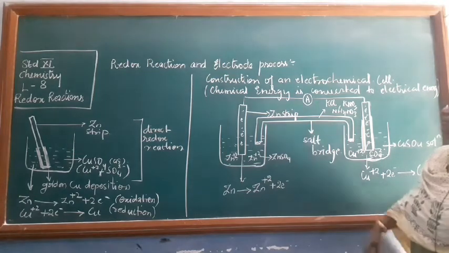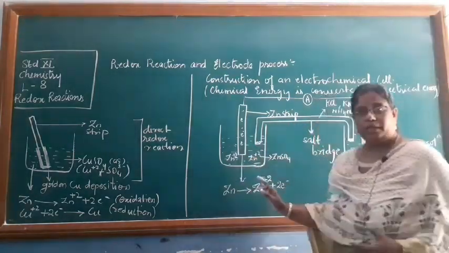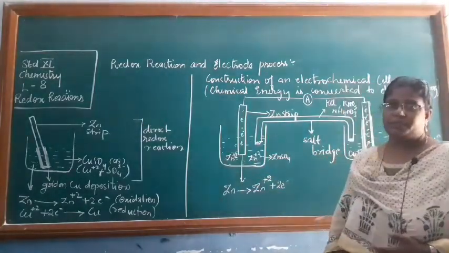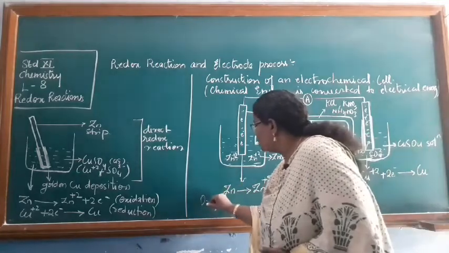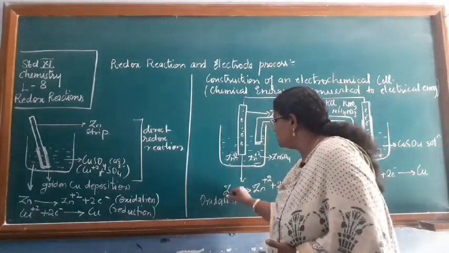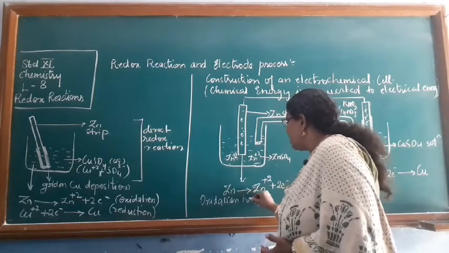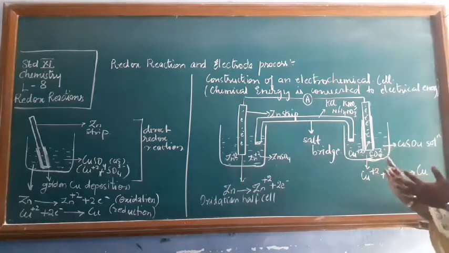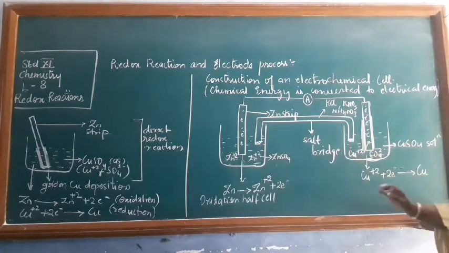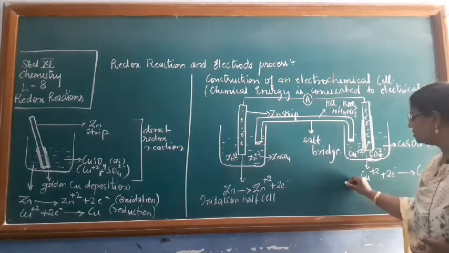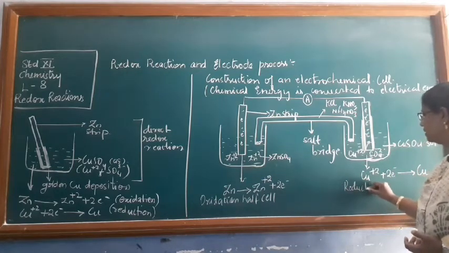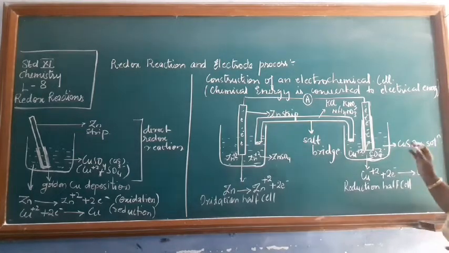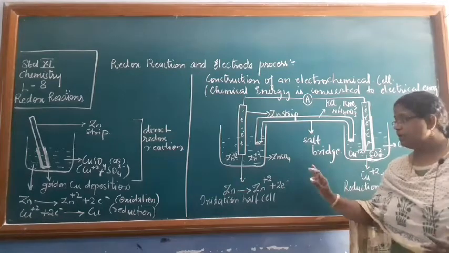अब जिस पार्ट में ऑक्सीडेशन होता है, the part of the cell where oxidation occurs, that is called as the oxidation half cell. What is it called as? It is called as oxidation half cell. Half cell है, पूरा cell नहीं. Together they make a complete cell. This part where the reduction occurs will be called as the reduction half cell. Now, the whole chapter of electrochemistry in your 12th is based on this only.